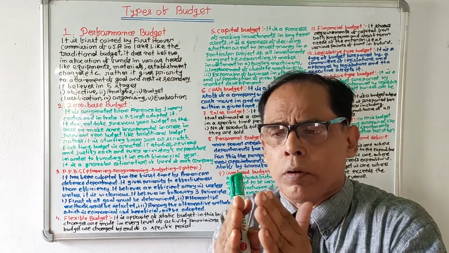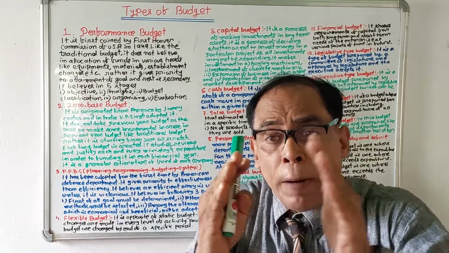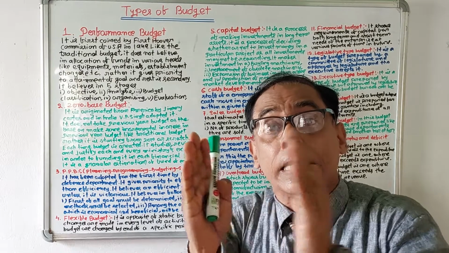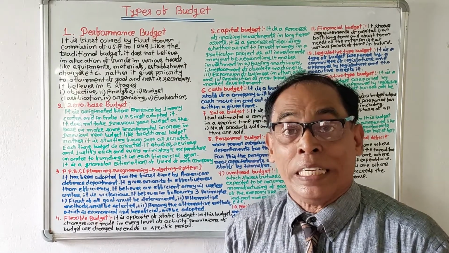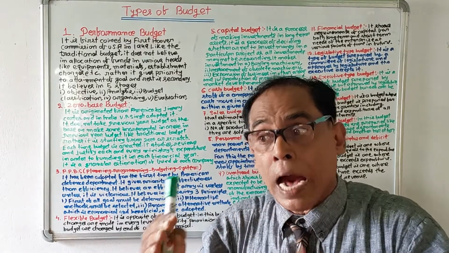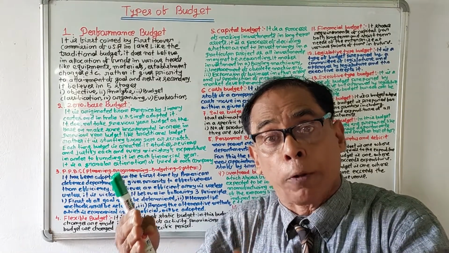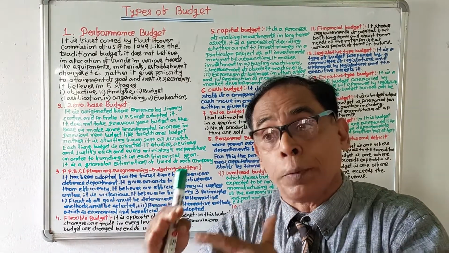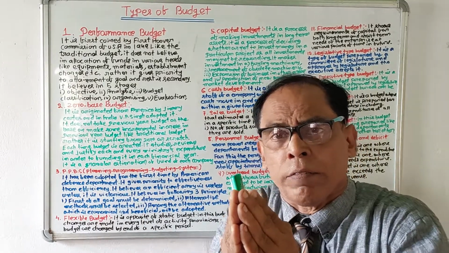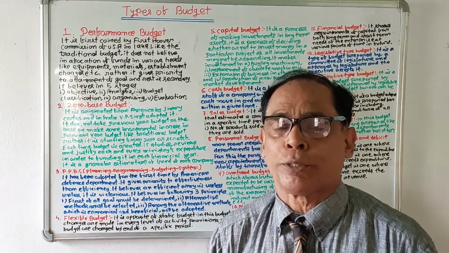Let us start. What are the types of budget? In the financial administration, budget is a central concept. It is not only a central concept, but also it is considered as a means to bring about socio-economic development of the country and socio-economic changes of a country. So budget is a very important concept, and budget is of many types.